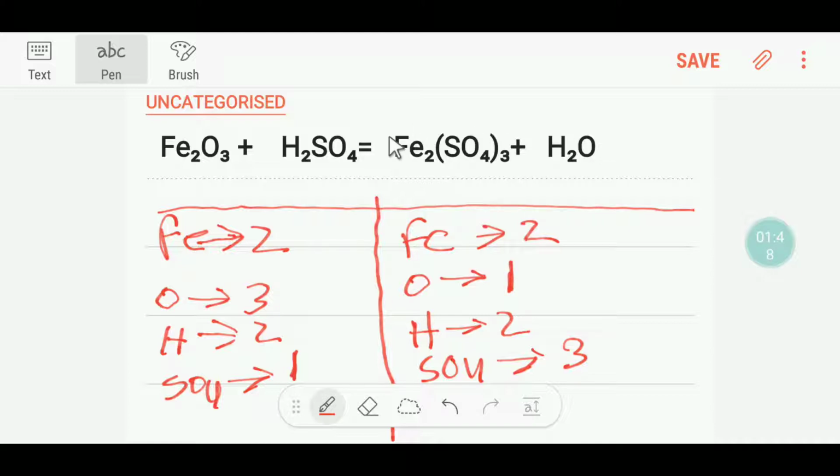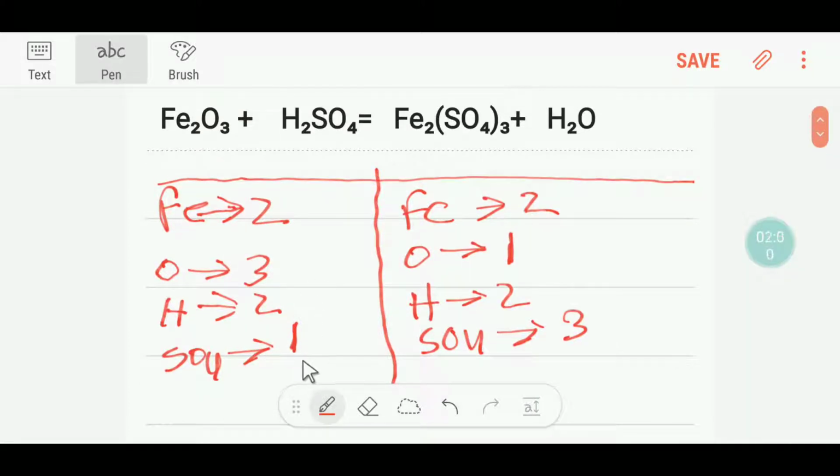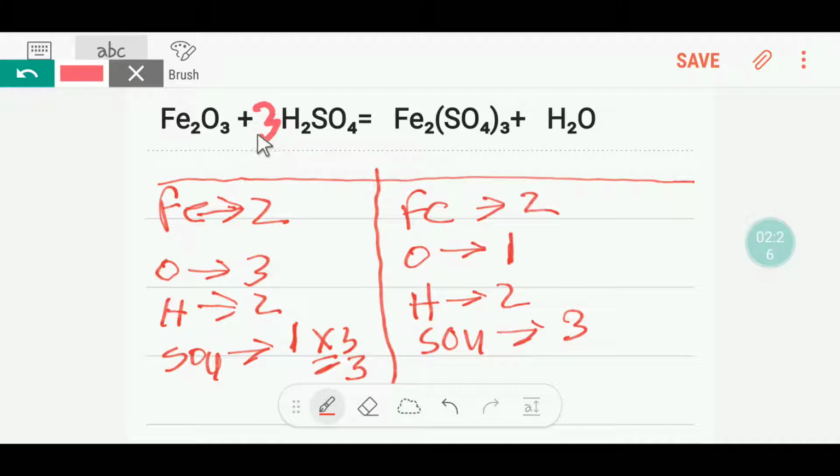So in this case, we'll try to balance by balancing the sulfate radical or polyatomic radical first. So here we have one sulfate, here we have three sulfates. So we can multiply here by three, right? And that gives me three sulfate radical, right? So these three will come before this sulfate radical that is here, right? So I have to put here three, right? Okay, so if I put here three, the number of hydrogen will be changed, that is three times two, six hydrogen we are getting, but here we have two hydrogen. So I have to write here six hydrogen, right?